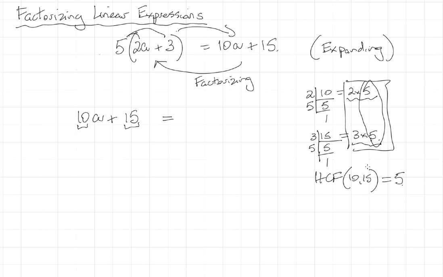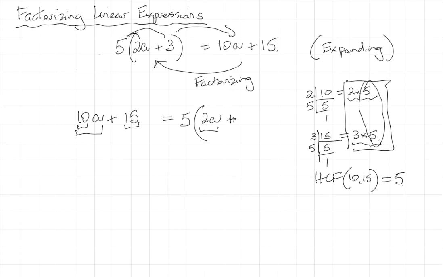Now that's a trivial example, and most of you would realise just by looking at 10 and 15 that 5 is the highest number, but it's going to get a bit trickier as we go. All right, so 5 is the highest common factor, so that's what goes out the front. And my next question is to work out what is the first term here: what have I got to multiply 5 by to get 10A? 5 times what is 10A? Or 5 times 2A? 5 times 2 is 10, and I get the A times the A, so 10A.